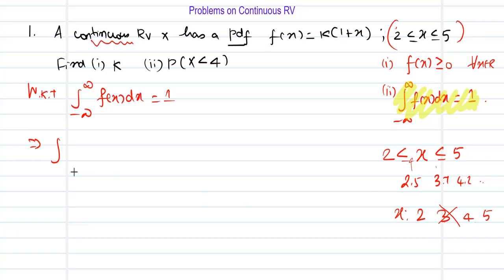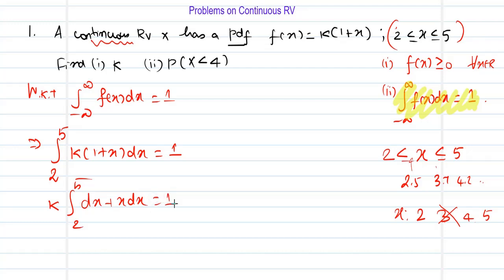In which case, what will happen? My integration is being defined in the range: lower limit is 2, upper limit is 5. Function f of x, what is our f of x? k into 1 plus x dx is equal to 1. So k is a constant that can be taken outside. So you will have integral of 1 into dx, which is dx, plus x dx, on integration from 2 to 5 is equal to 1. So this will give me k times the integral of dx. Integral dx is x, and integral x dx is x square by 2, between the limits 2 to 5, equal to 1.